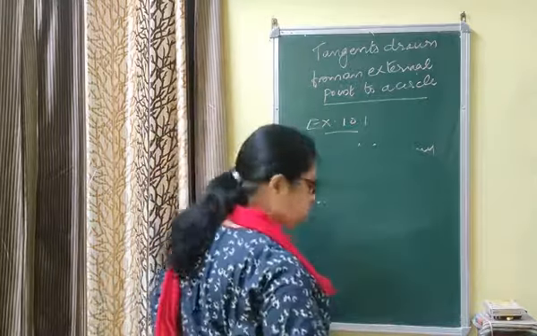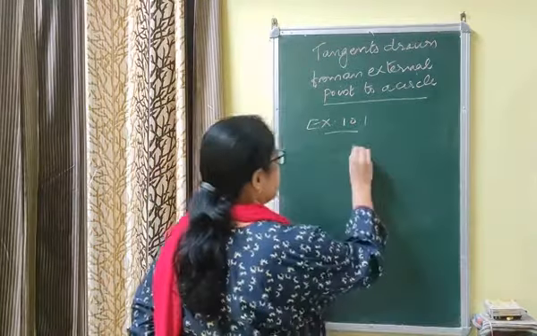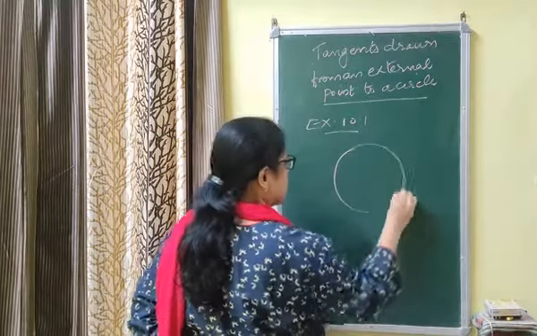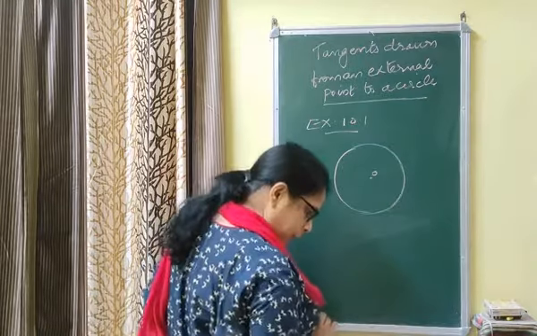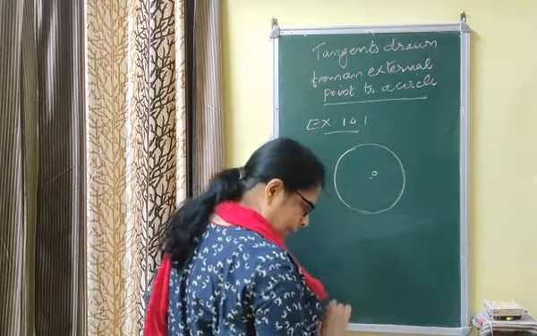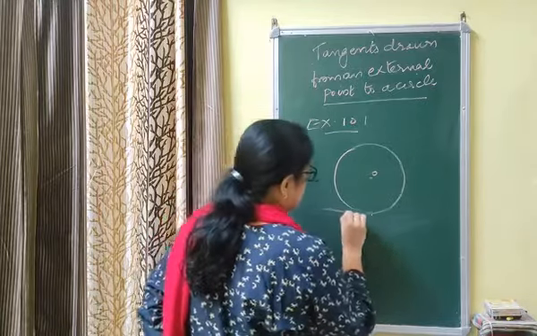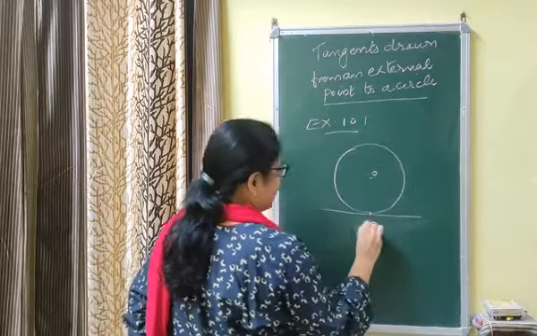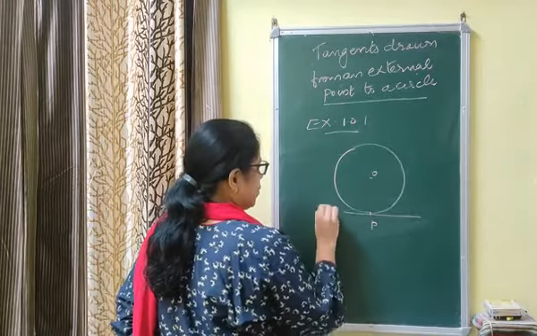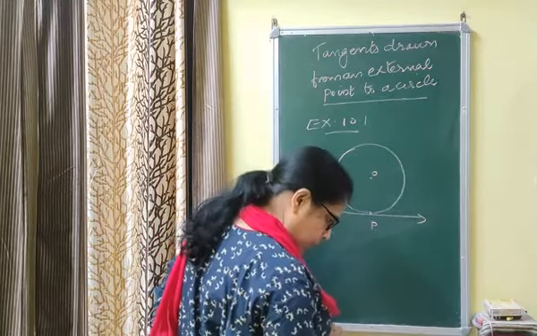First of all, you have to draw the circle. Let me draw the circle. This is the circle with center O, and you are given a tangent at the point P. This is the tangent at the point P, a tangent has been given to you. Let the name be PQ.